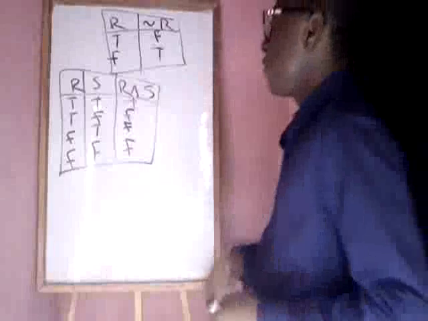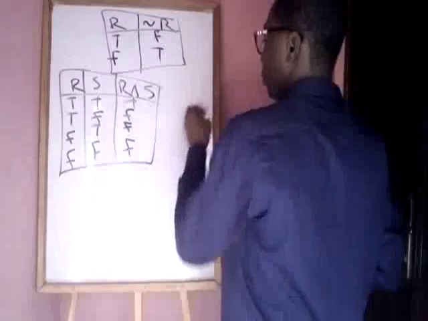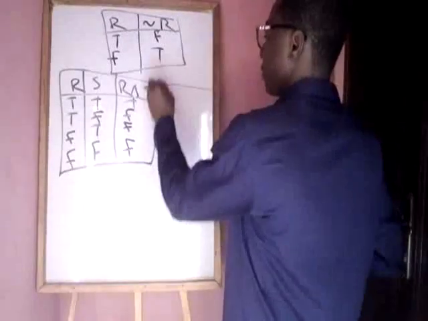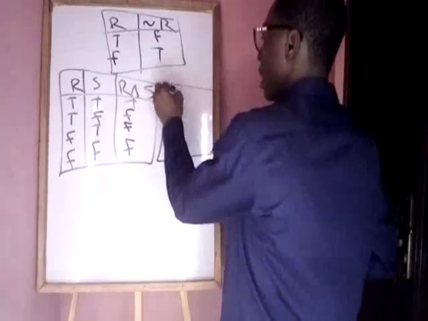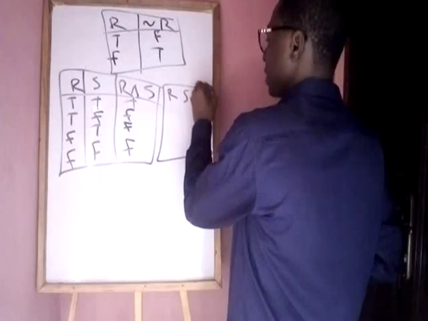Then we also have the OR table. Basically, it's similar to the AND table in the sense that we have R, we have S, then we have R V S.